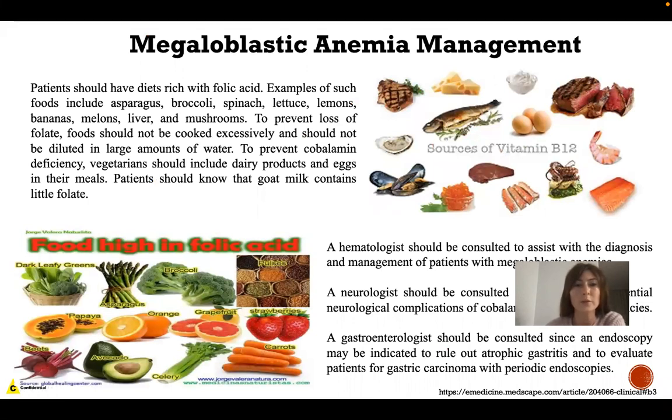Patients should have diet management. Patients should have diets rich in folic acid. Examples of such foods include asparagus, broccoli, spinach, lettuce, lemons, bananas, melons, liver, and mushrooms. To prevent loss of folate, food should not be cooked excessively and should not be diluted in large amounts of water. To prevent cobalamin deficiency, vegetarians should include dairy products and eggs in their meals. Patients should know that whole milk contains little folate.